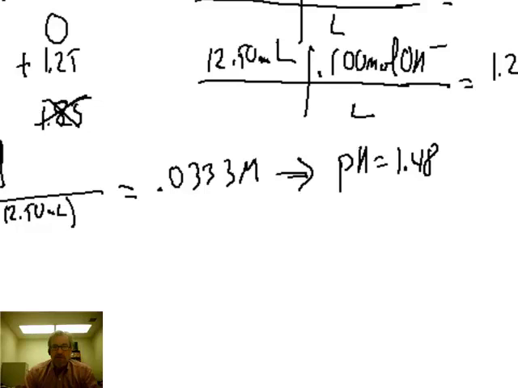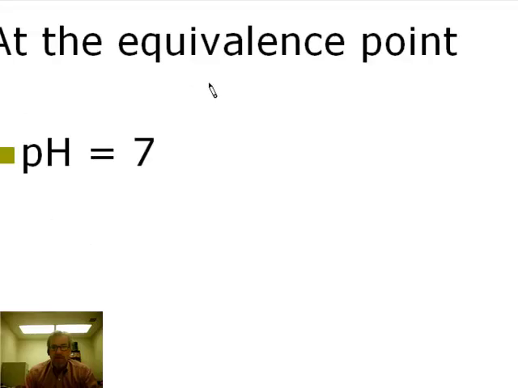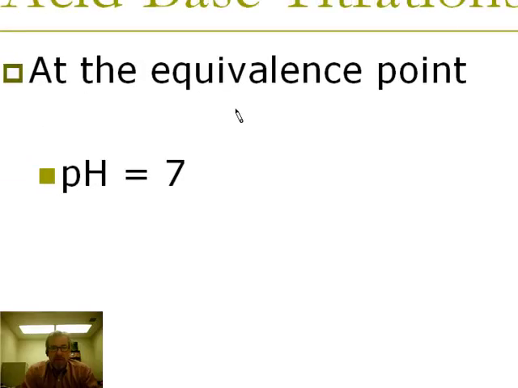At the equivalence point, you don't have any more H plus because you've neutralized it all, and you haven't added any additional OH minus yet, and so what you have is a neutral solution. It only contains the cation from a strong base and the anion from a strong acid, and those are both contributing to a neutral solution. So your pH will be 7 at the equivalence point.